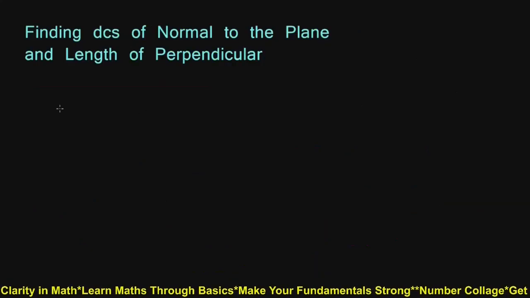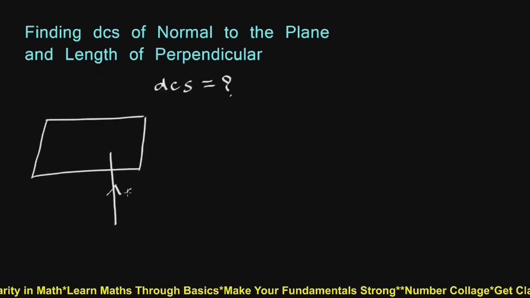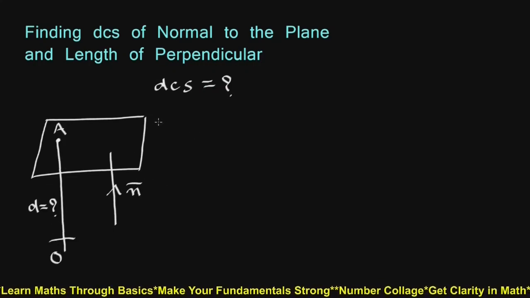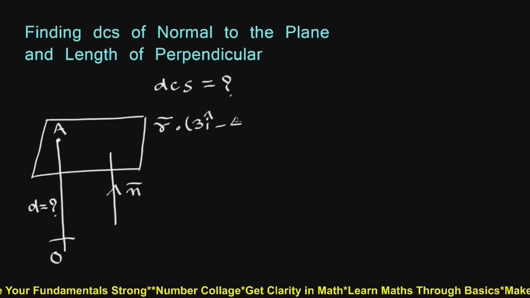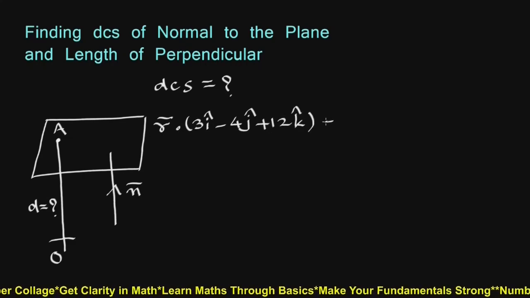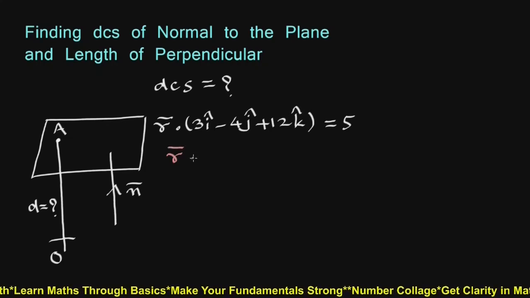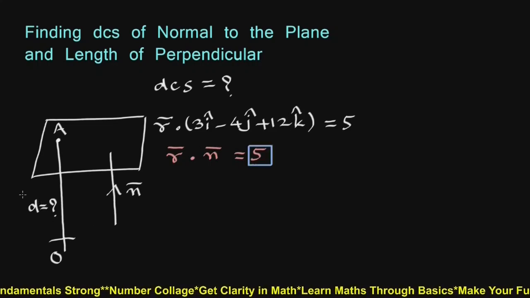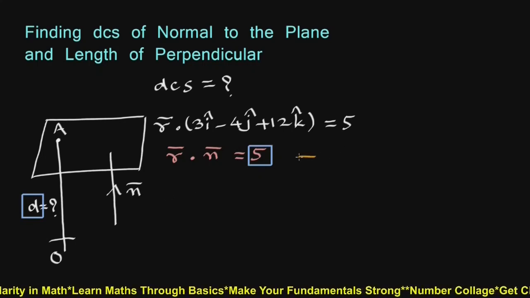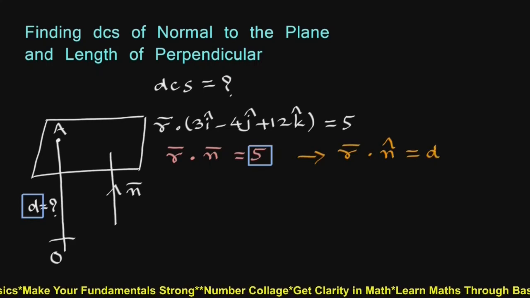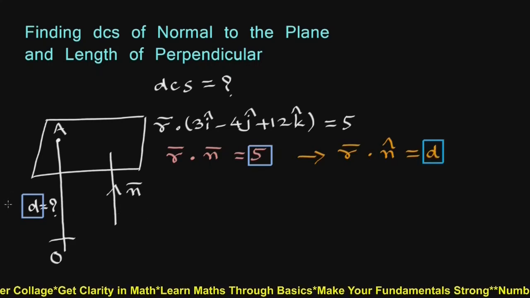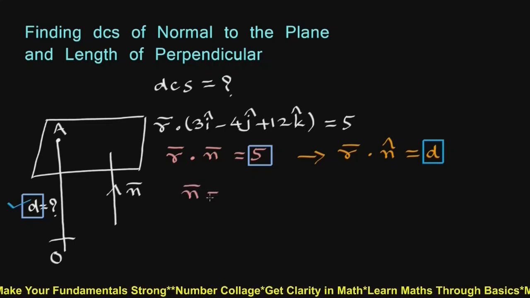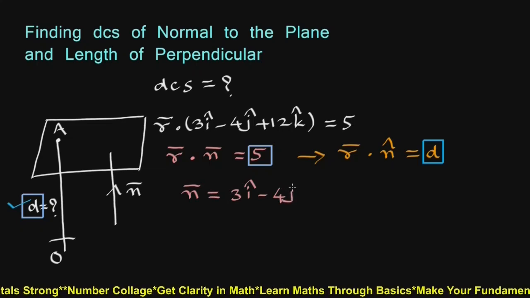We have to find direction cosines of the normal to the plane n bar and length of the perpendicular from origin D to the plane whose normal equation is r bar dot 3 i cap minus 4 j cap plus 12 k cap equals 5. If we consider this equation as r bar dot n bar equals 5, then this 5 does not represent distance from the origin, because actual normal form is r bar dot n cap equals D, where this D represents distance from origin. So first we have to find unit vector in the direction of n bar, which in this case is 3 i cap minus 4 j cap plus 12 k cap.